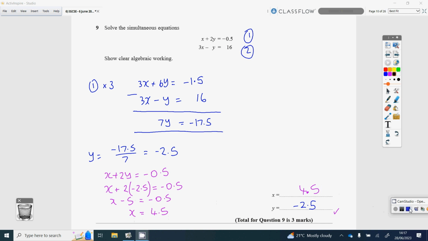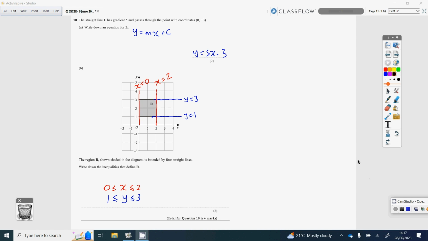Question 10. Write down an equation for L. Now remember your starting point should be y equals mx plus c for any straight line, where m is the gradient and c is where the line crosses the y-axis. Now we're told the gradient is 5, so m is 5, and we're told the line crosses the y-axis at 0, minus 3, so our y-intercept is minus 3. So our answer is y equals 5x minus 3.